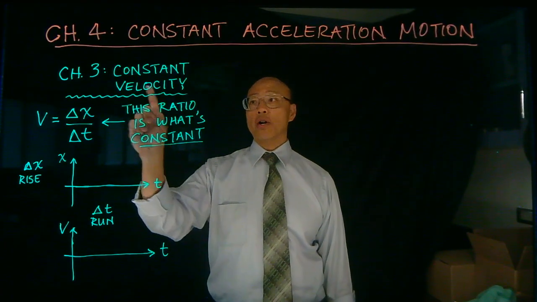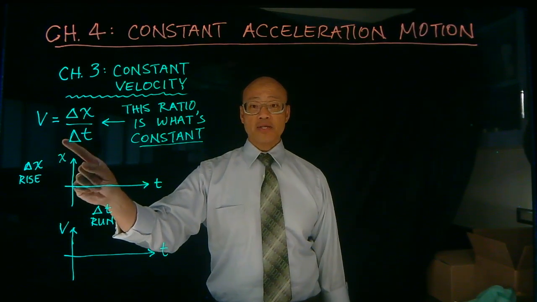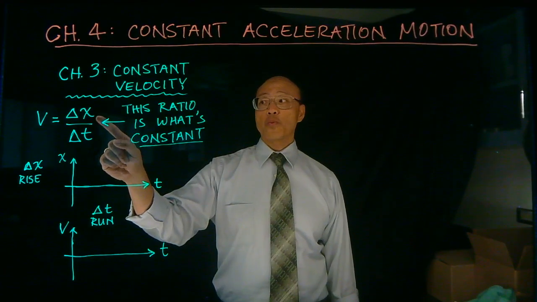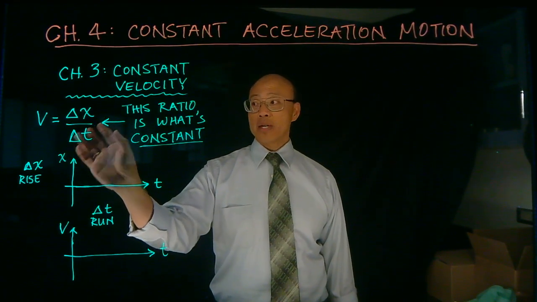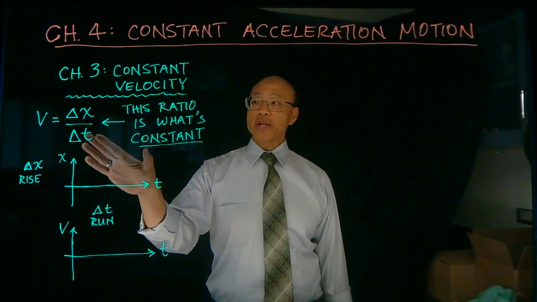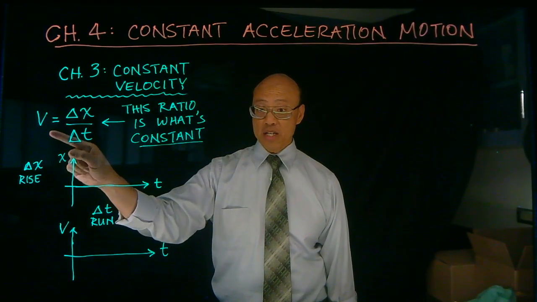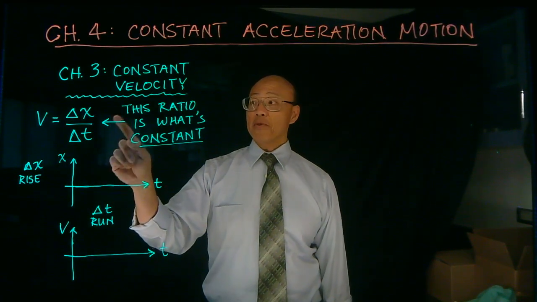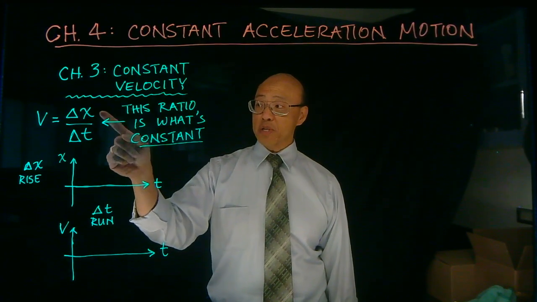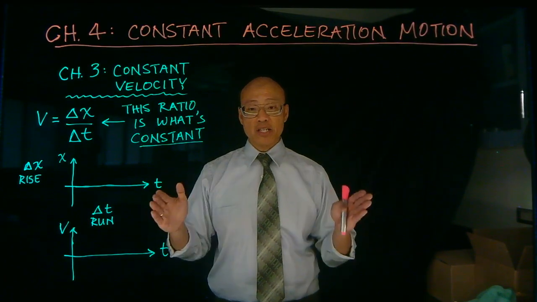Chapter 3 was our constant velocity model. As a reminder, we defined what velocity was. It's my change in position, known as displacement, with respect to time, miles per hour. This ratio is what's constant. So when we say constant velocity, our velocity is constant, but what is velocity? It's a ratio of displacement to time, where this time is the time over which that displacement occurred.